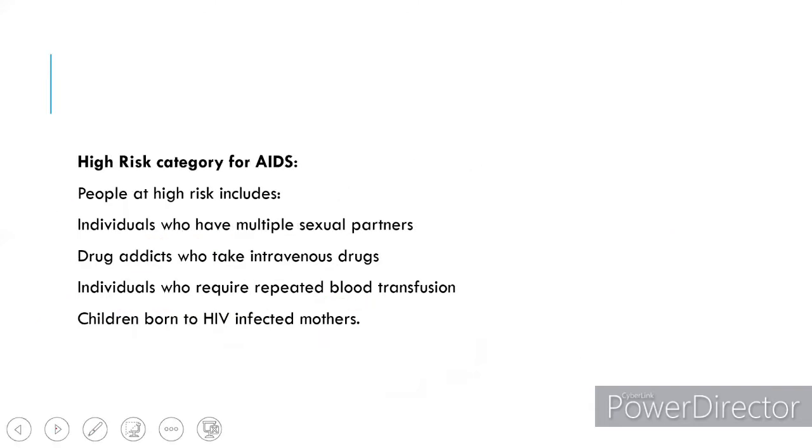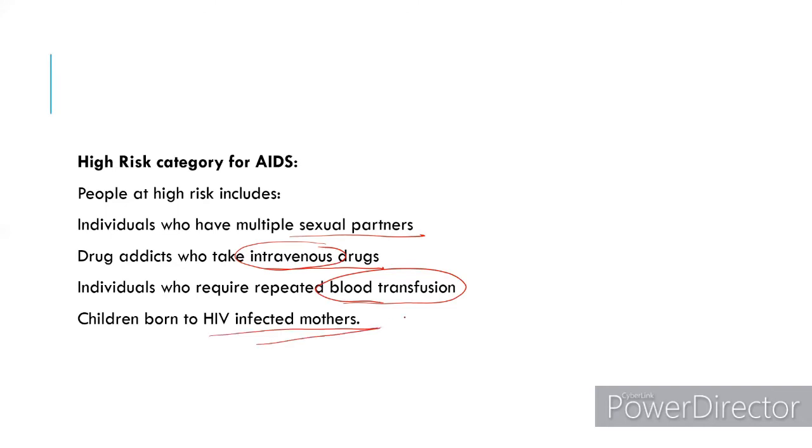Who is at high risk? Those who have multiple sexual partners, and drug addicts who take intravenous drugs. Intravenous means the drugs are taken via injection through the veins. Also individuals who require repeated blood transfusions, for example for certain diseases such as anemia, kidney diseases and cancer, and children who are born to HIV infected mothers. So they are at high risk.